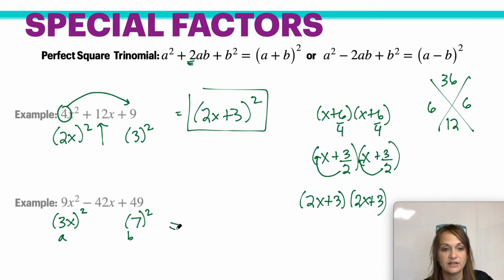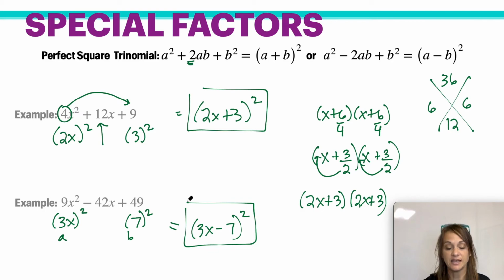So automatically your answer is going to be 3x minus 7, because there's a minus in, and then it's quantity squared. And in case you do forget how to do that, again, you can use the illegal move, and it will give you the exact same answer.